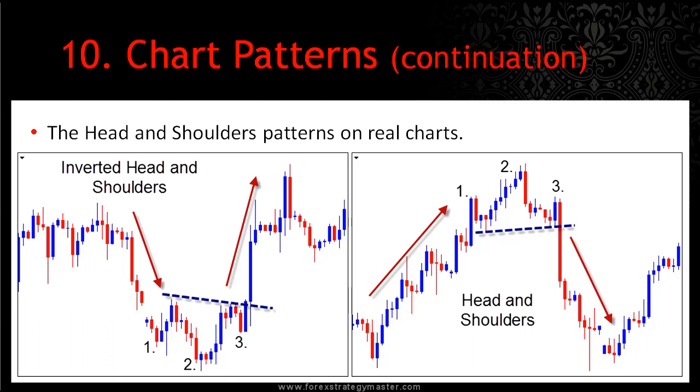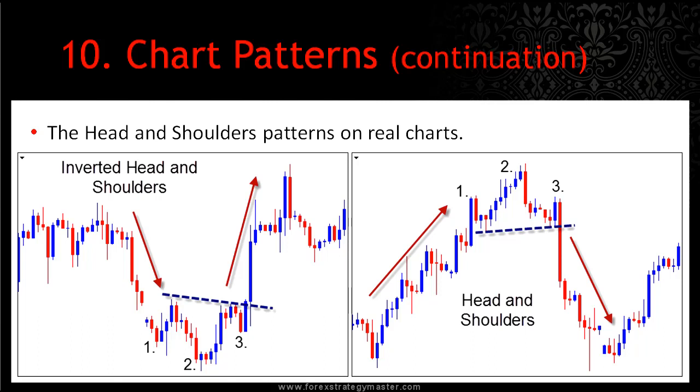1, left shoulder. 2 is the head. 3 is the right shoulder. This is when number 3 makes a higher low than the head. We have the beginnings of a trend reversal. Price breaks above this level of resistance and the trend changes direction.